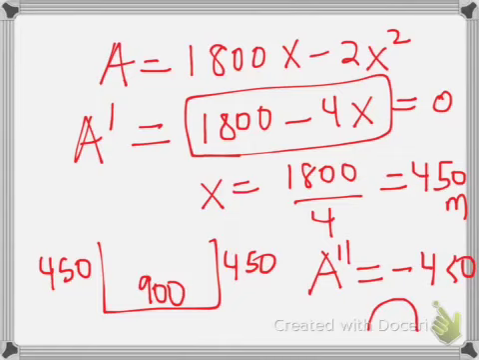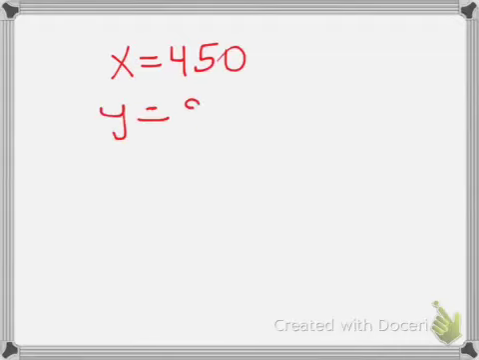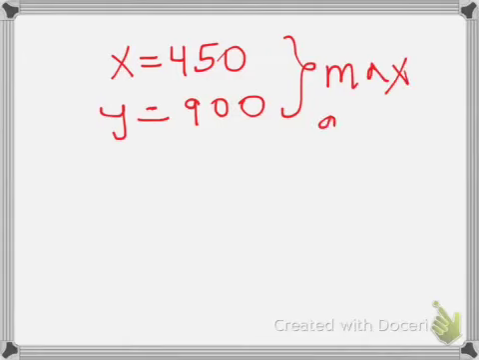So whatever we are looking at, 450, is a critical number. The function is concave down, which means that has to be your local or absolute max right there. So x equals 450 and y equals 900 gives you the maximum area.